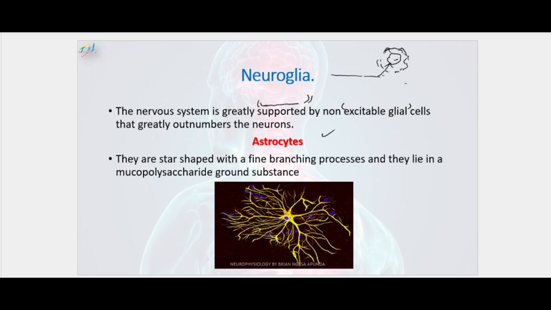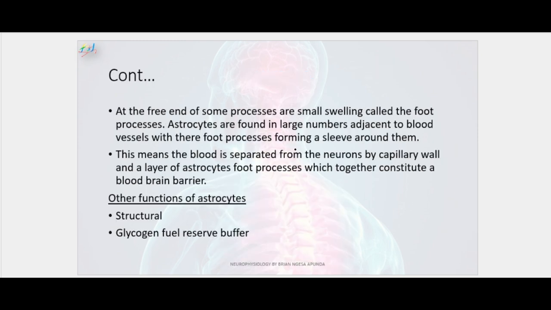So one of the glial cells are astrocytes, as the word suggests, star shaped with fine branching processes. They lie in mucopolysaccharide ground substance. At the free end of some processes are small swellings called the foot processes. They are found in large numbers adjacent to the blood vessels, with the foot processes forming a sleeve between them. So this means they can be very important in the architecture of the blood-brain barrier. So no need to draw, we are having the image over there.